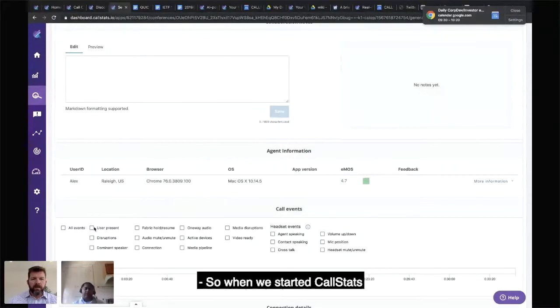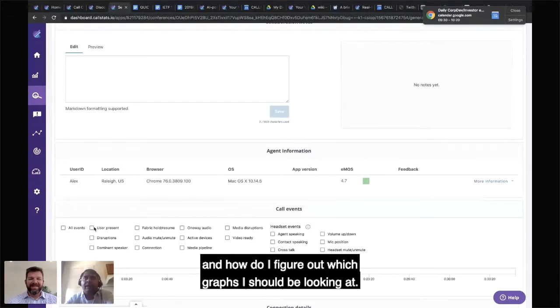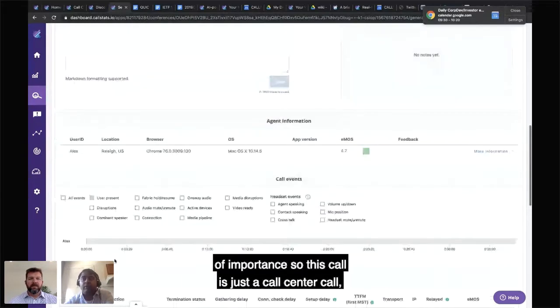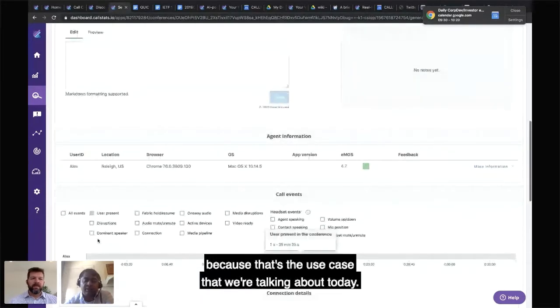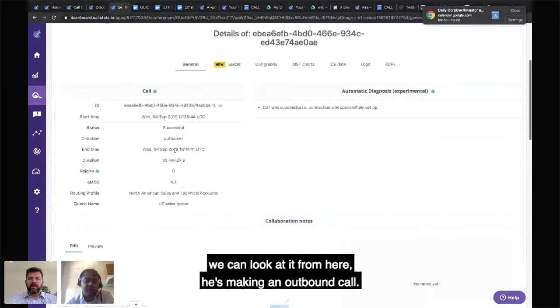When we started Callstats, I realized that, even as an engineer, I love graphs, but at some point I want to make decisions quickly, right? How do I figure out which graphs I should be looking at? So we started with the idea that we could have a timeline that would represent everything of importance. This call is just a call center call, because that's the use case we're talking about today. So there's just Alex on the call, and he's making an outbound or an inbound call. We can look at it from here.